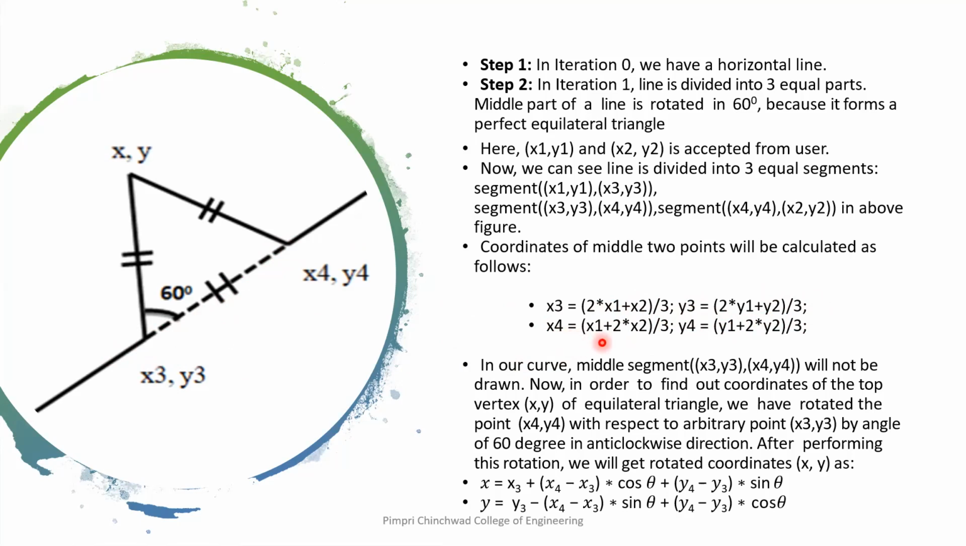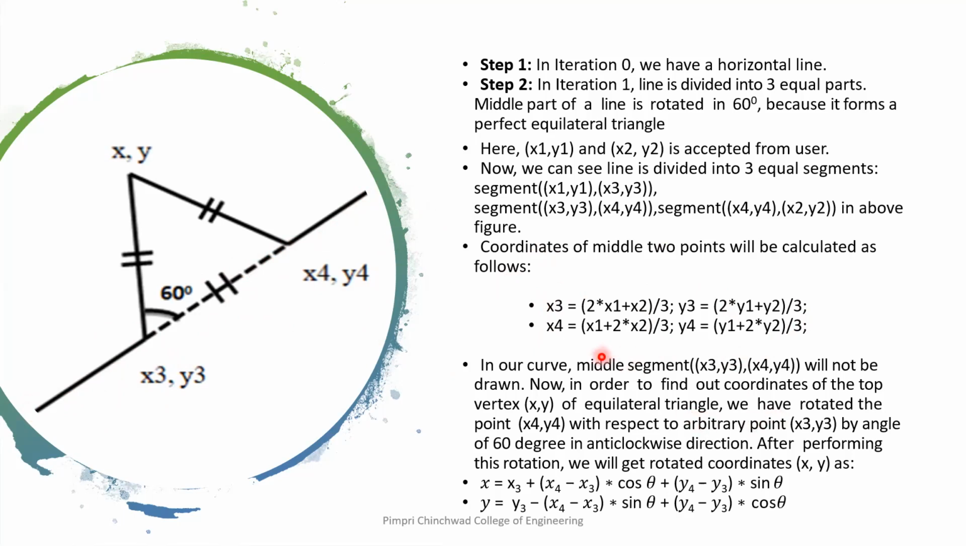x4 equals (x1 plus 2 into x2) whole by 3. And what about y4? y4 equals (y1 plus 2 into y2) whole by 3. Instead, you can use the formula like x1 plus, what is the length of this one? x2 minus x1, right? x2 minus x1 into 1/3. That will give you x3. For x4, x1 plus (x2 minus x1) into 2/3. That will also give you this point. Either you have to use this formula or you have to use that formula.